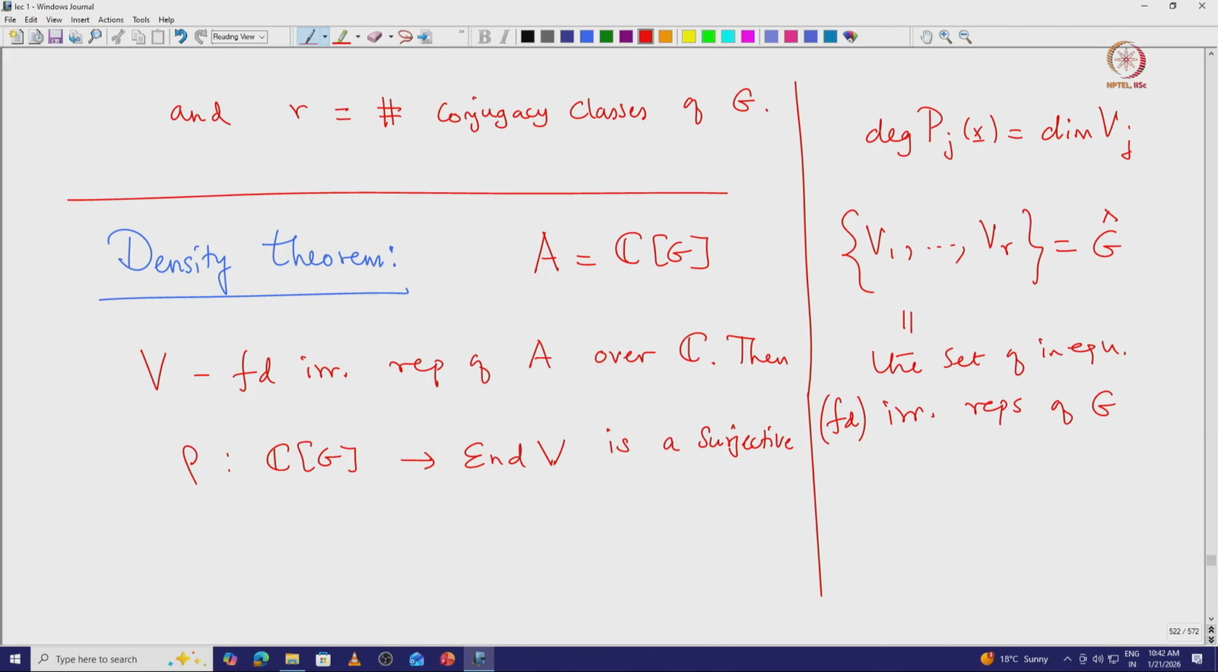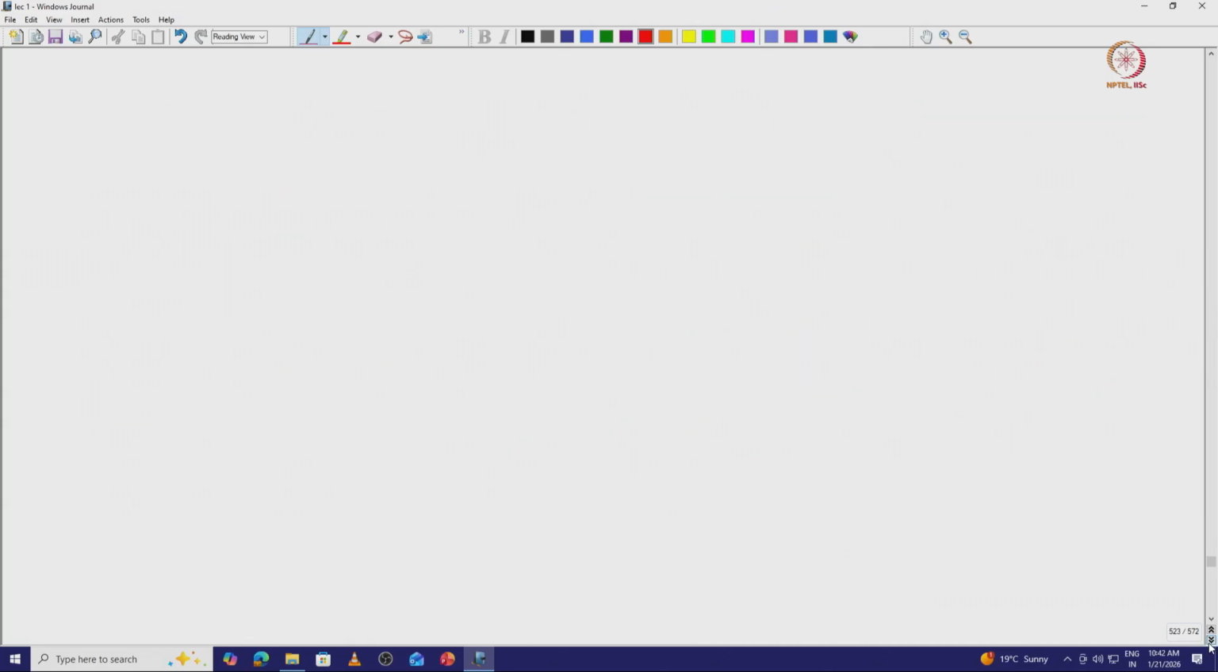So, let us actually write down somewhat another version of this density theorem. That is what is most of the time stated in the books, but an important corollary is this theorem. This is why it is called the density theorem, because the image of CG exhausts the entire endomorphism of V. So, let us write down another version that immediately gives the version that I wrote.